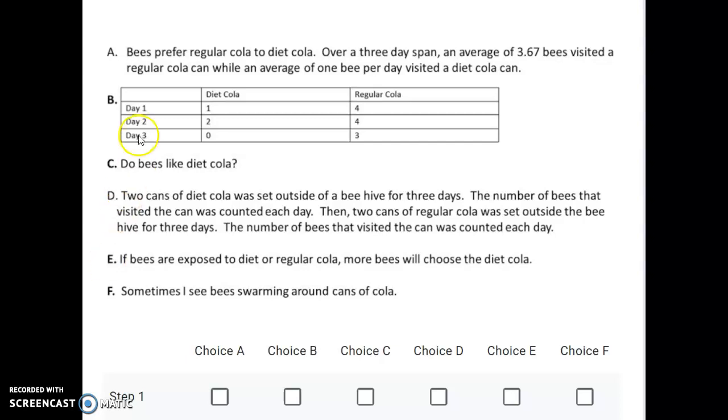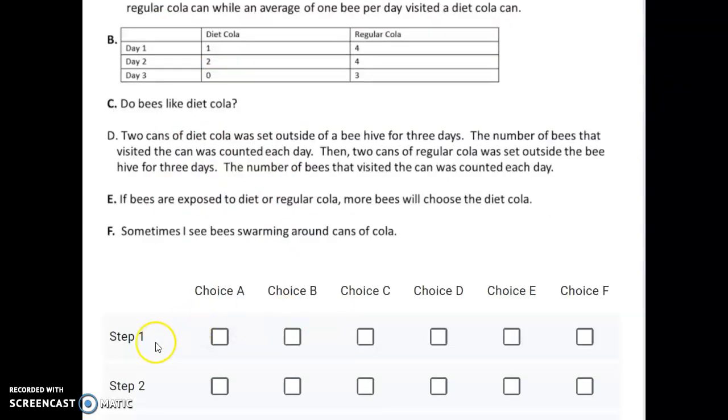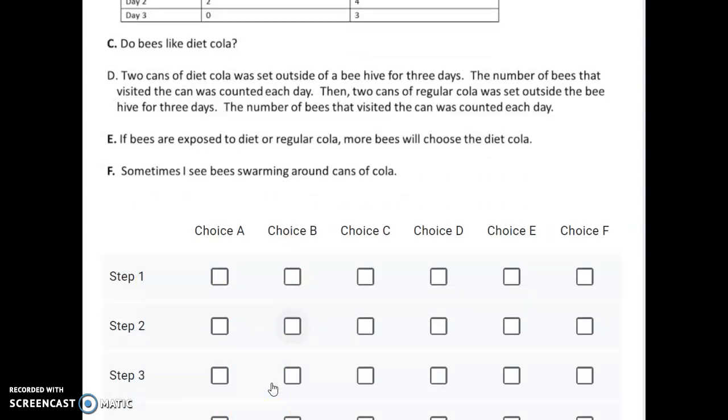So again, examine your choices A through F and decide which one of these would come first, what would happen next, what would happen third, and so on.